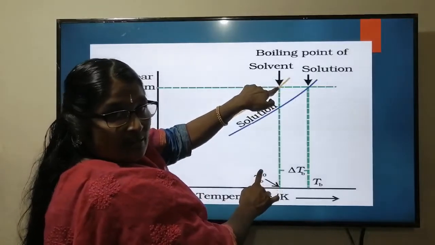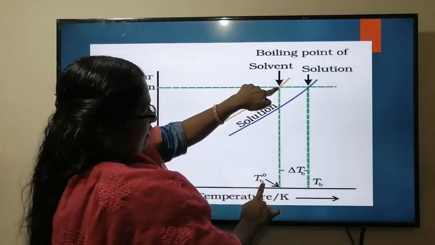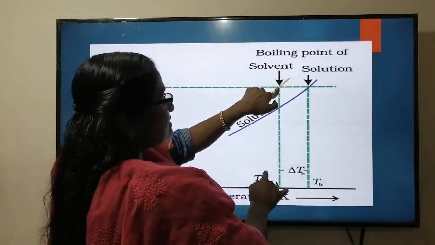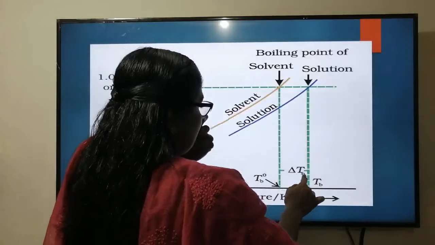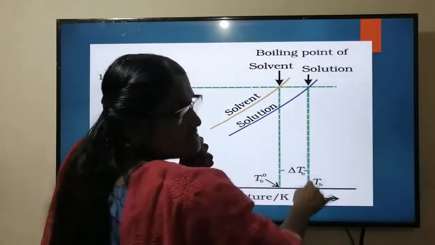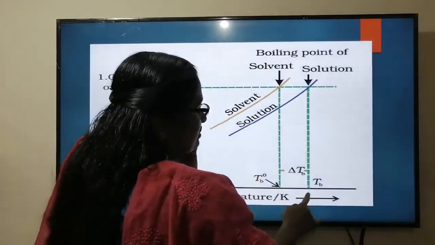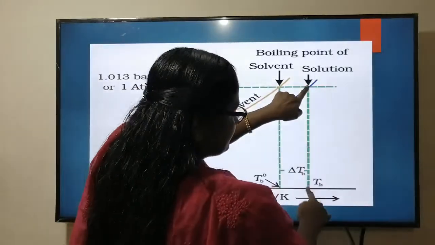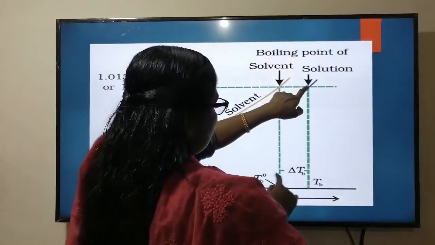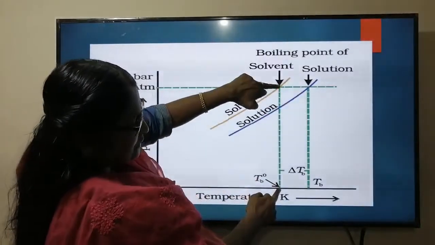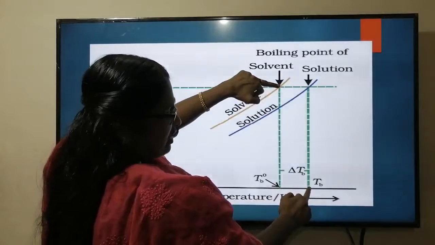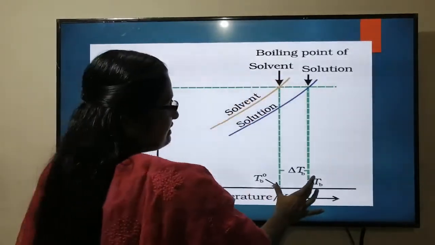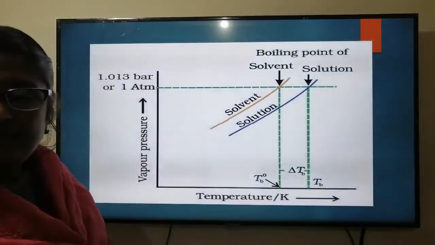0 stands for pure solvent. TB0 is the boiling point of the pure solvent, and TB is the boiling point of the solution, where the vapor pressure is 1 atmosphere. The temperature corresponding to this is TB. First it was TB0 when it was pure solvent. When we add some non-volatile solute, it boils at a temperature higher than TB0. From this graph we can see that TB is higher than TB0.